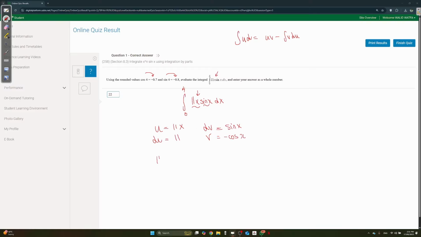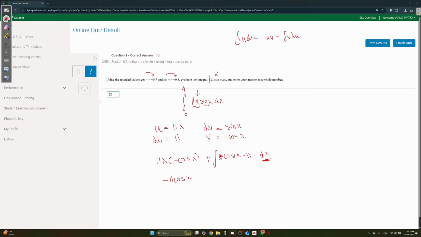So let's plug everything in now. u is 11x, v is negative cosine x, minus integral v du, so negative cosine x, du is what? 11. And just throw the dx here. If it's written, you need to put this dx here. Okay? Okay, so it's very easy now. Let's just simplify this. 11x times negative cosine x is negative 11x cosine x. This minus, I'm going to make it a plus over here.